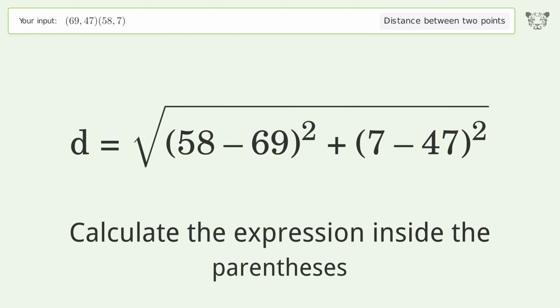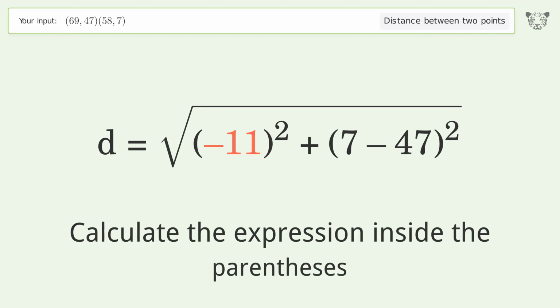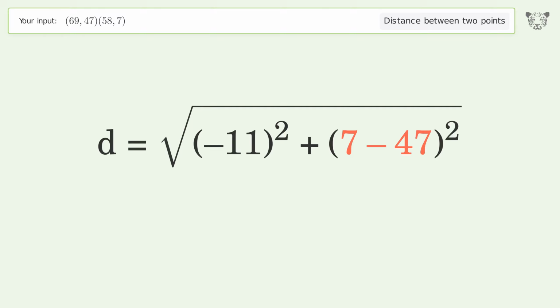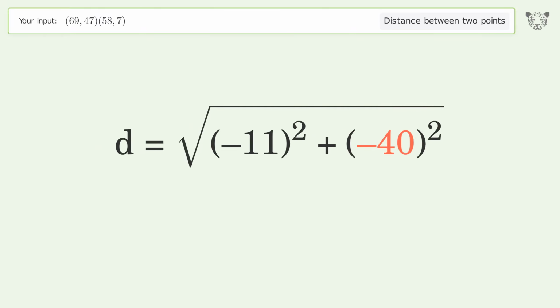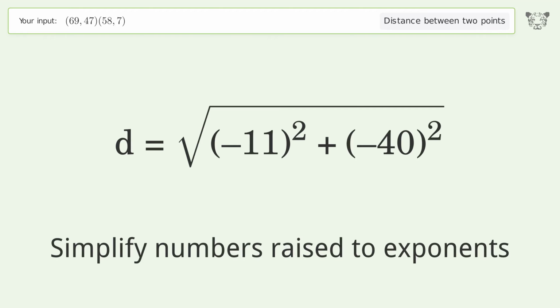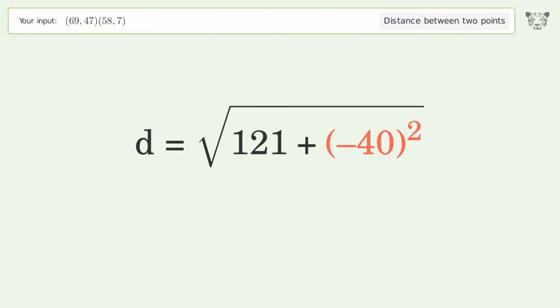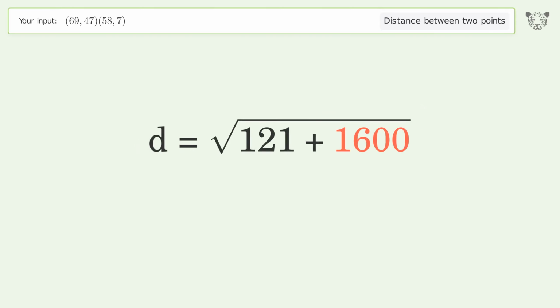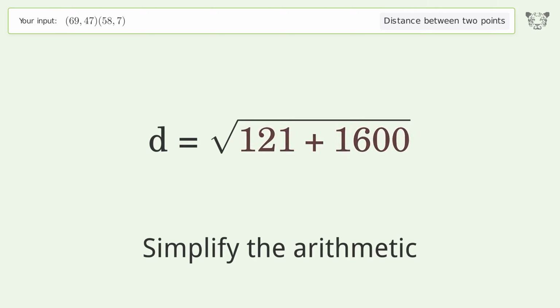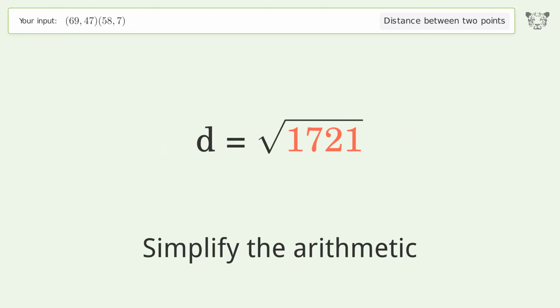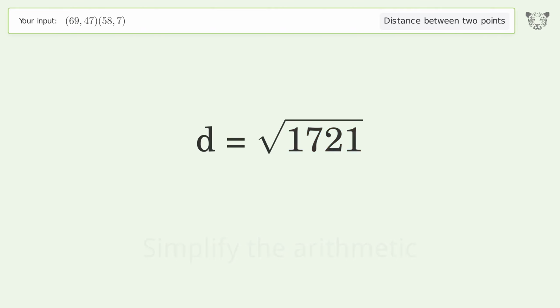Calculate the expression inside the parentheses. Simplify numbers raised to exponents. Simplify the arithmetic. And so the distance between the 2 points is the square root of 1721, or 41.485.